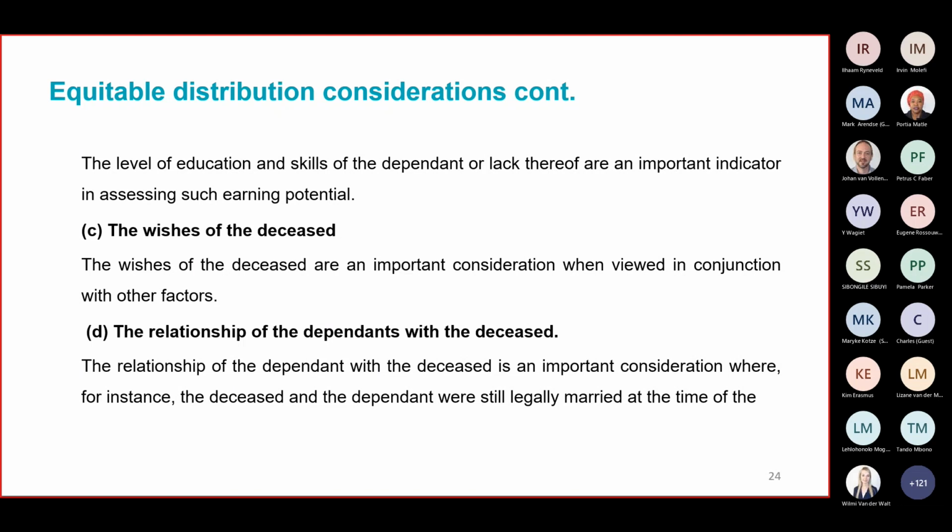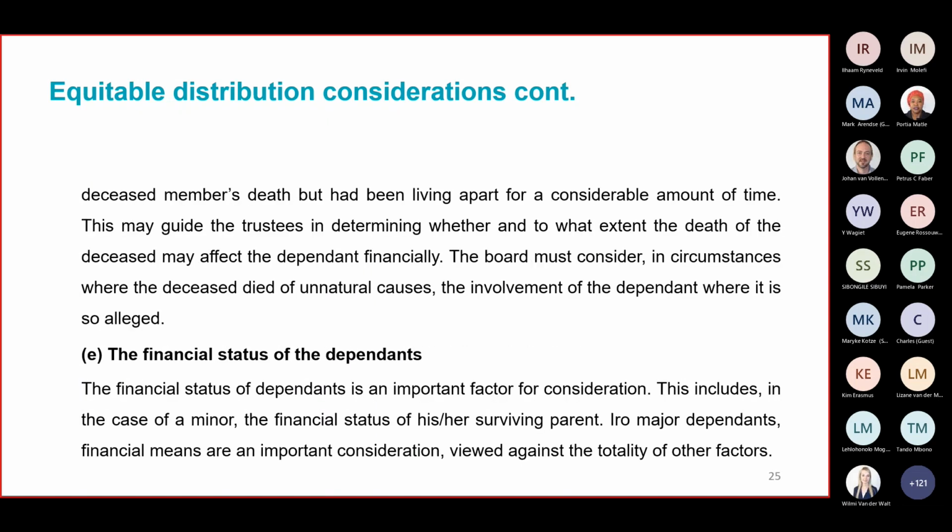Okay, so then the relationship of dependents with the deceased. The relationship of the dependent with the deceased is an important consideration where, for instance, the deceased and the dependent were still legally married at the time of the deceased member's death, but had been living apart for a considerable amount of time. This may guide the trustees in determining whether and to what extent the death of the deceased may affect the dependent financially.